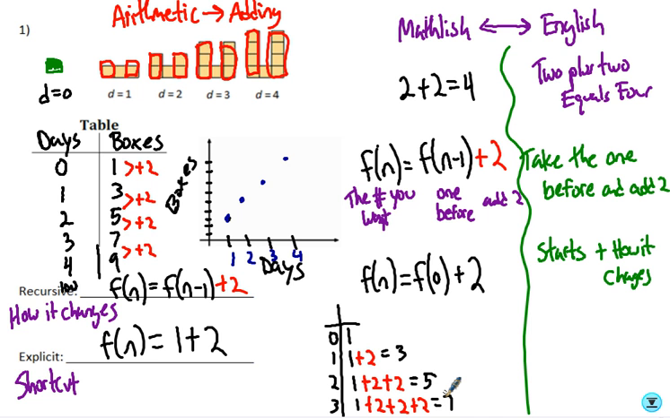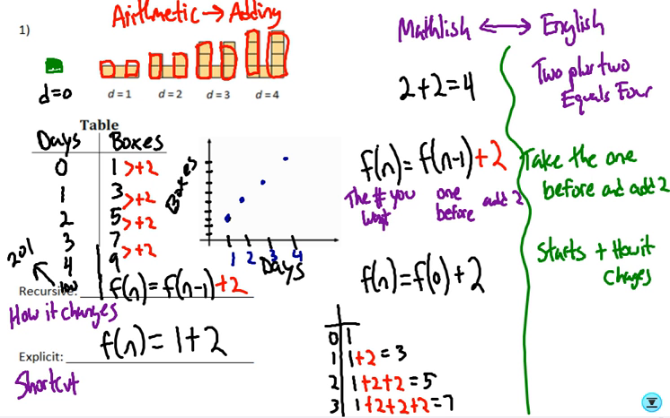So for instance, if I wanted to know how many boxes would there be on day 100, I kind of ran out of a little room here, but wouldn't 100 just be 2 plus 2 plus 2, 100 times, right? So couldn't I just say 2 times 100 plus the one that I started with, which would give me 201. So it's a shortcut. So instead of me having to keep doing plus 2 forever, I just noticed the pattern is that it's the number of days times 2 plus the one box you started with.